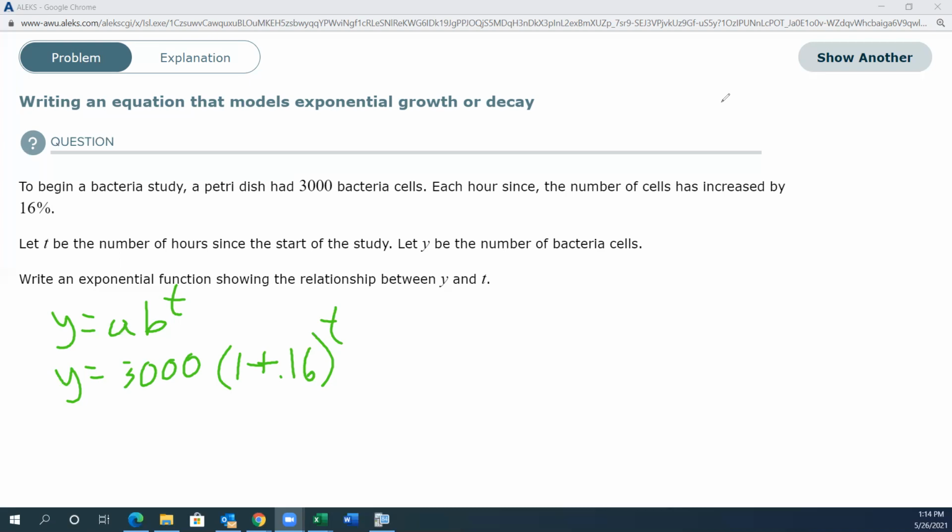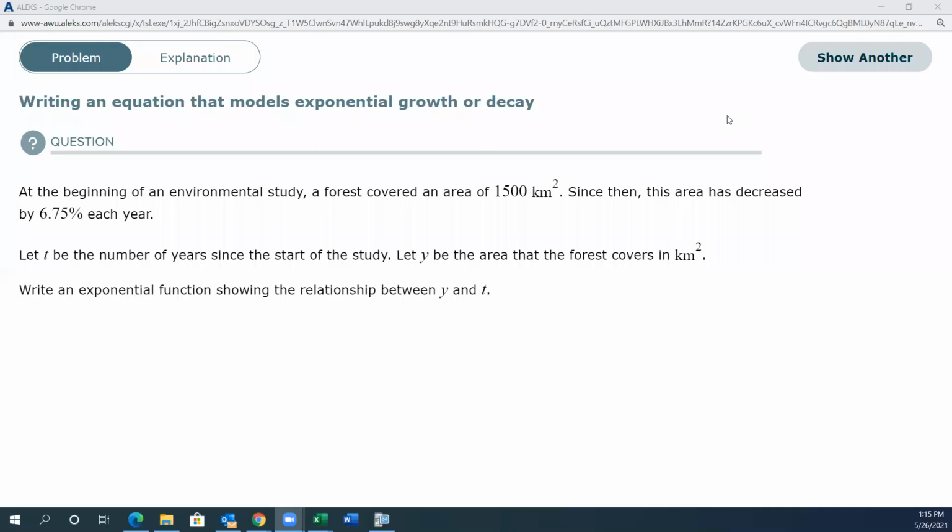Let's try one more of those. Okay, so at the beginning of an environmental study, a forest covered an area of 1,500 square kilometers. Since then, and a kilometer, that's about 62.5% of a mile, roughly about 5/8 of a mile, so a little over half a mile. Since then, this area has decreased by 6.75% each year. So it's changing by the same percent, therefore, exponential. It's not changing by the same number of square kilometers, but by the same percent of what's there currently.